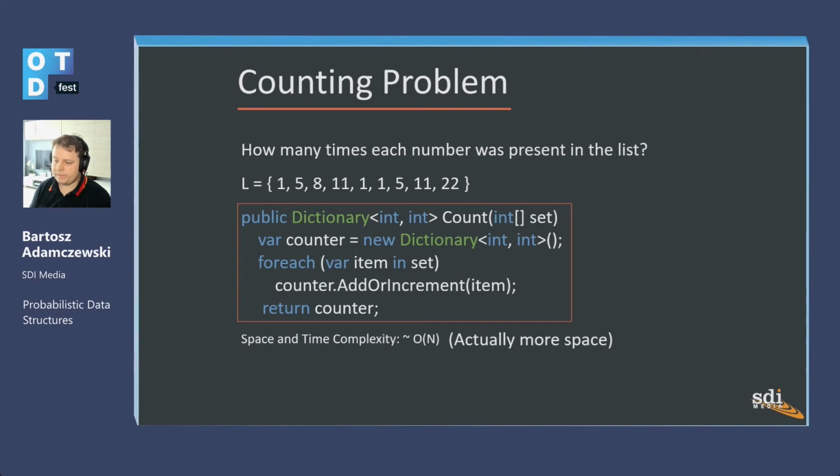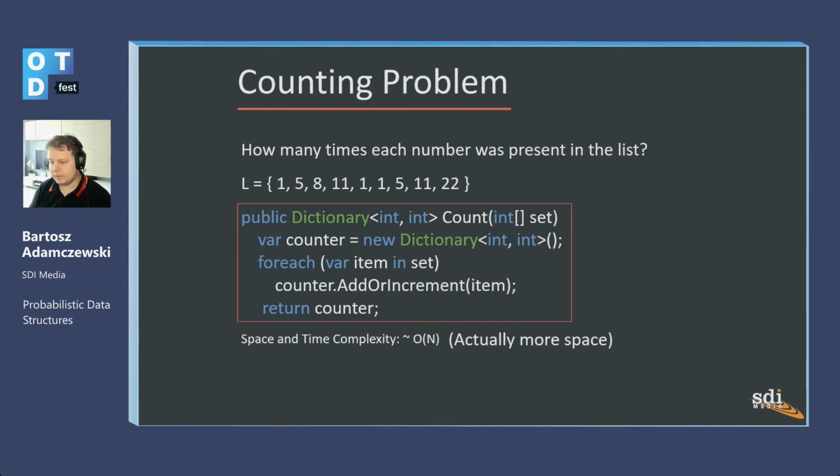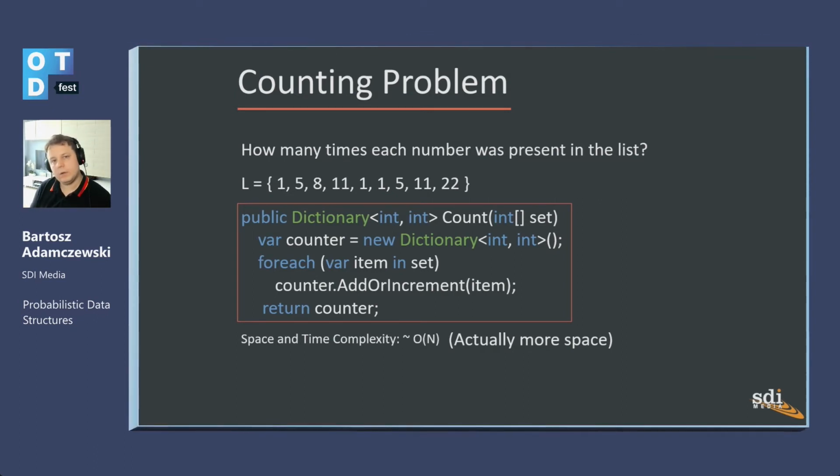So let's figure out a simple procedure. Let's use a dictionary. The key would be the number and the value would be the count. So we're going to go through each item and add or increment. And the time complexity is probably something around O(n), and the space complexity, Wikipedia would tell you it's probably around O(n), but that's a lie.